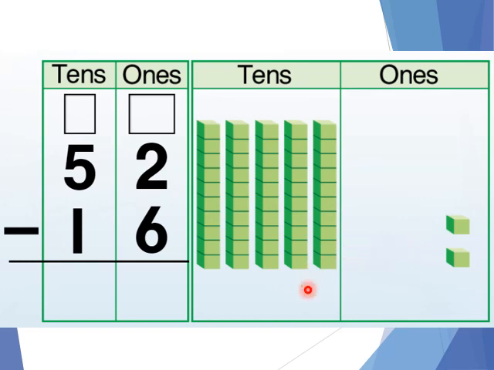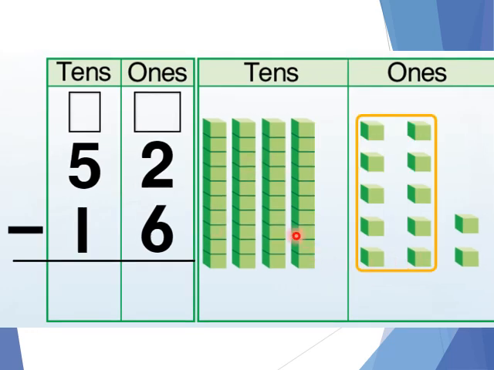Let's start with the ones. Are there enough ones to subtract 6? No, there are only 2 ones. That's not enough to subtract 6 from. So it's time to regroup. Let's regroup 1 ten as 10 ones.